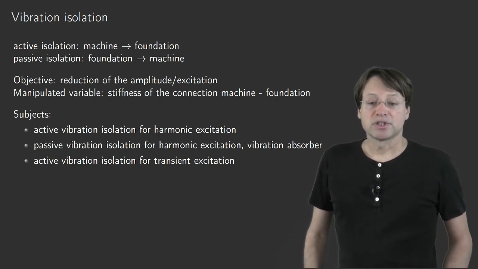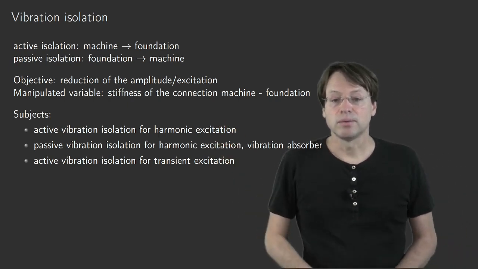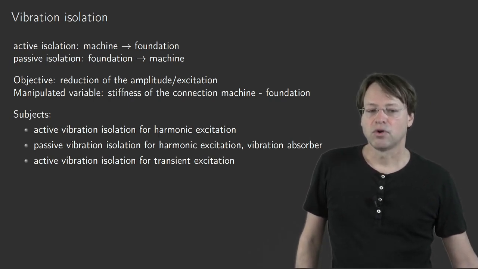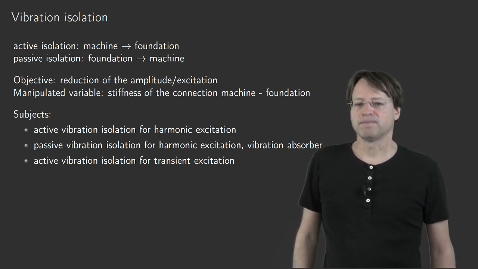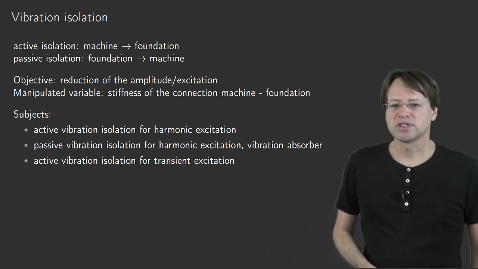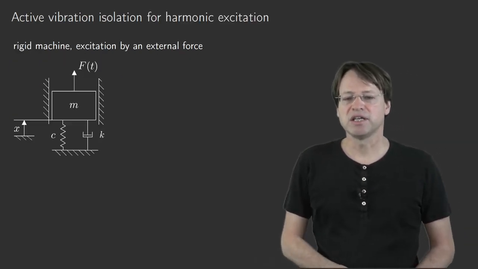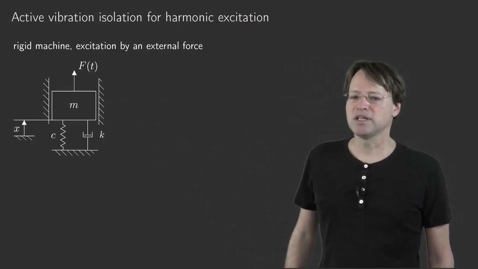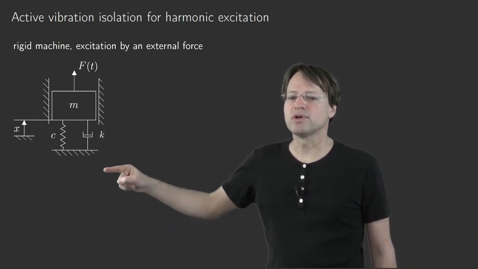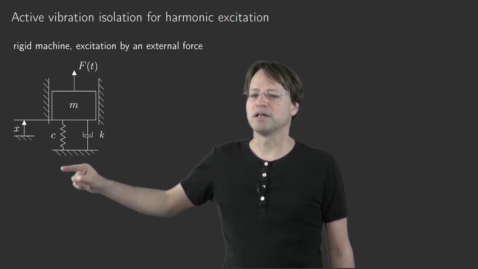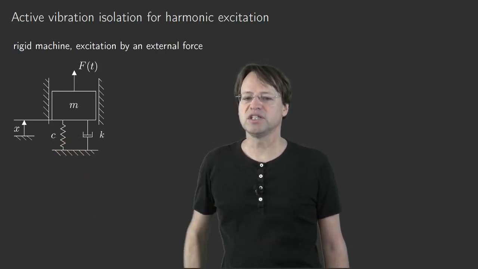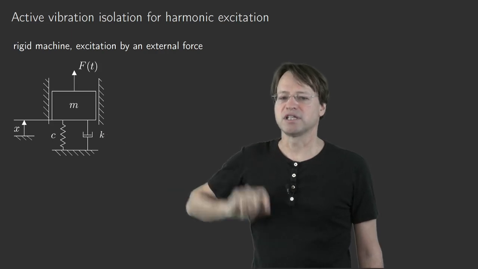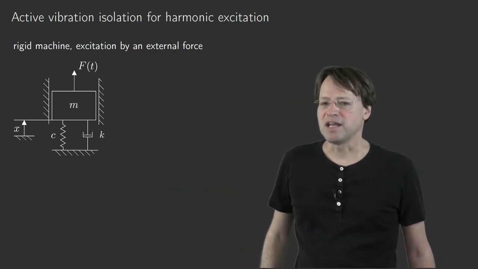So in that video, I will start with the first subject now, and I will study with you the active vibration isolation for harmonic excitation. And as I said, we will consider that machine as just being a rigid block of mass. So the mass is denoted by m here, and the connection to the foundation is represented by a spring with stiffness c, and there could be also some kind of damping element, so a damper with damping constant k.